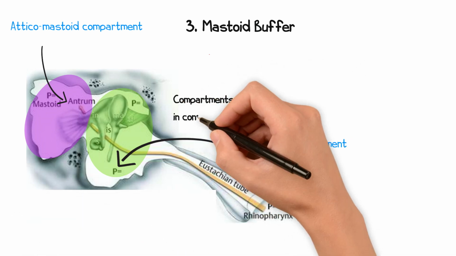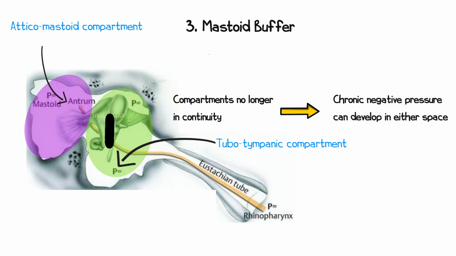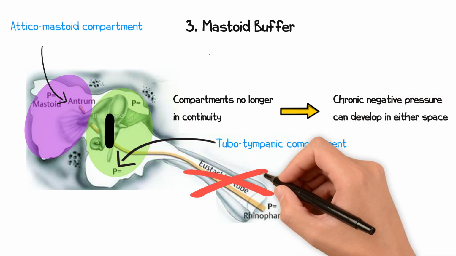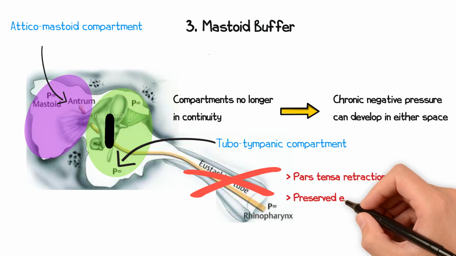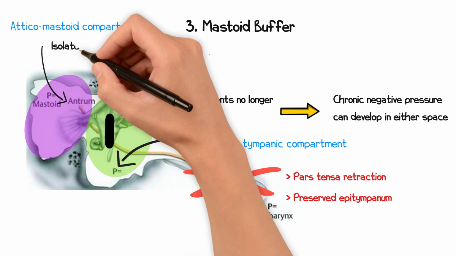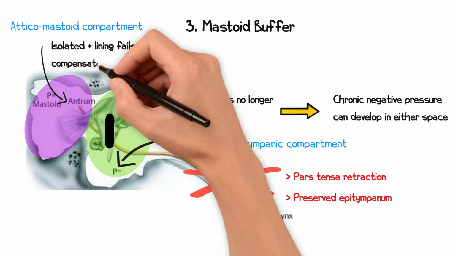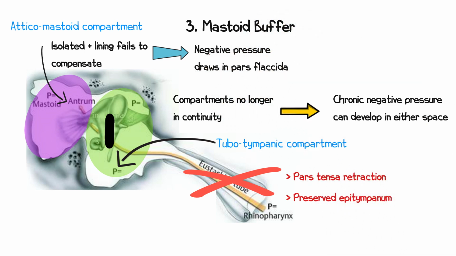When the compartments are no longer in continuity due to webs, adhesions, or scarring, chronic negative pressure can develop in either space. If the Eustachian tube fails but the gas exchange mechanism is intact, patients may develop pars tensa retraction with a preserved epitympanum. If the atticomastoid space becomes isolated and its lining fails to compensate, negative pressure draws in the pars flaccida, the most compliant part of the tympanic membrane.